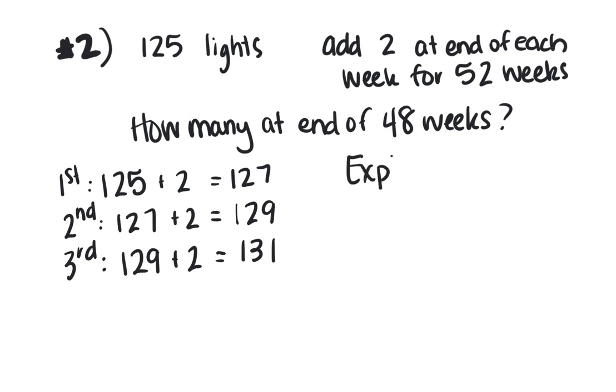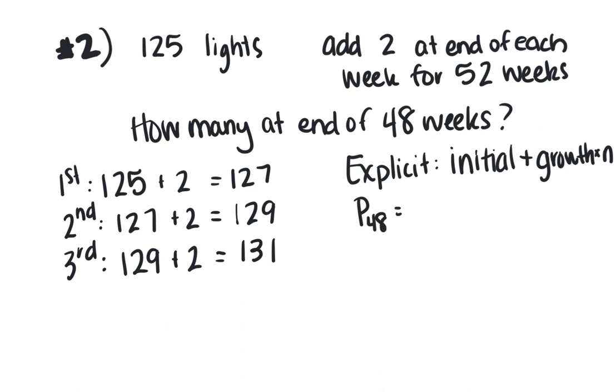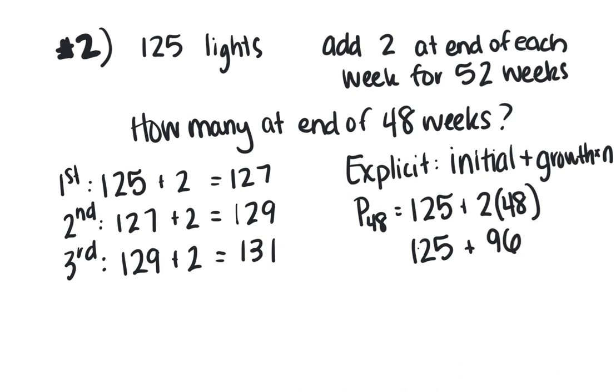So I'm going to use that explicit term again, where we take our initial plus our growth times whatever term that we want. So if I want the 48th, I'm going to take that starting 125. We're growing by 2 each week, and I'm going to multiply that by 48 to get the number of streetlights at the end of the 48th week, because you're going to be adding 2 for 48 weeks. So we have 125, and then that is going to be 96. We add that together, and we have 221 streetlights here.